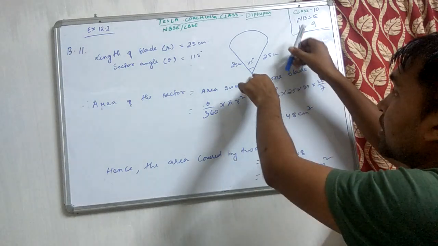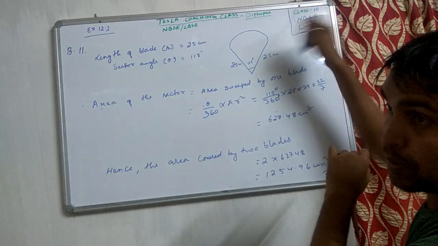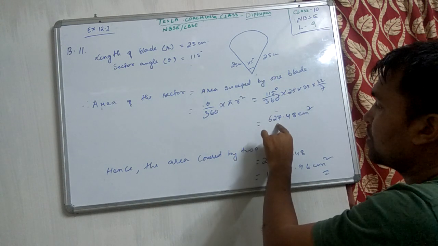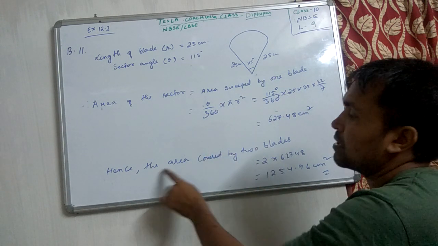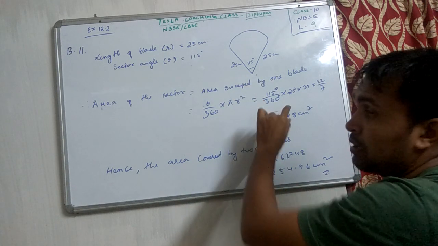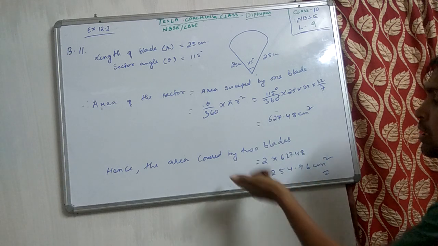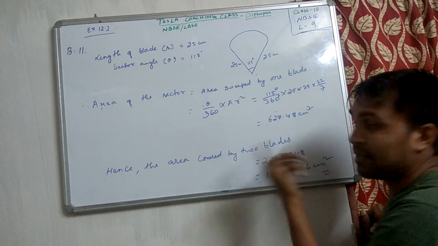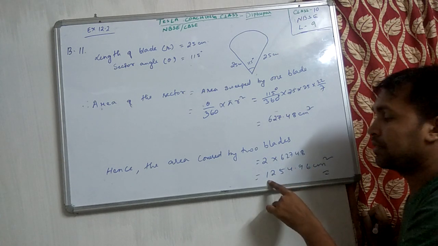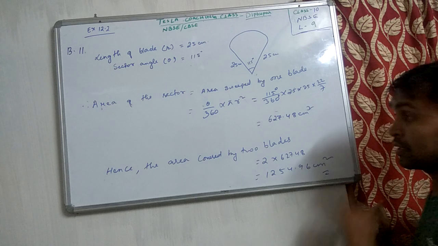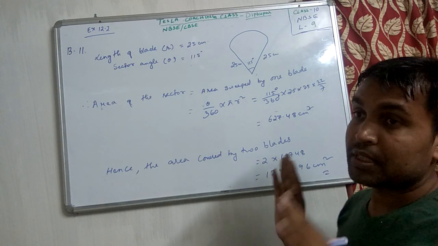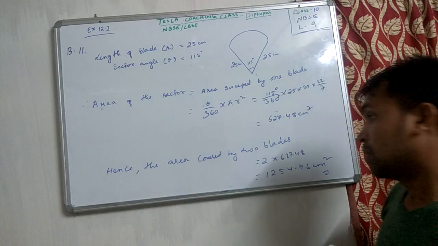Similarly, I told you that there will be another wiper blade also. That one also will cover the same area. So what will the total area be? Twice this. We will multiply this by 2. Hence the area covered by the two blades. This is the area of one wiper blade, and similarly the other wiper blade is there, with the same length and area, everything the same. So into 2. When you multiply it, you get 1254.96 centimeter square. That is the area which is covered by both the wipers.